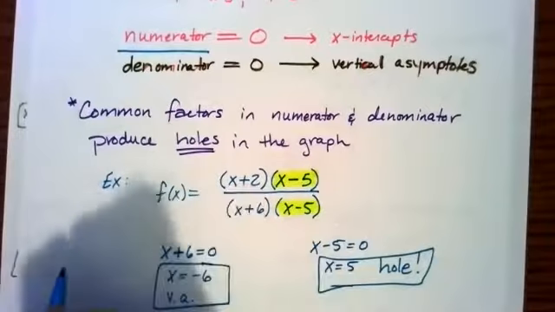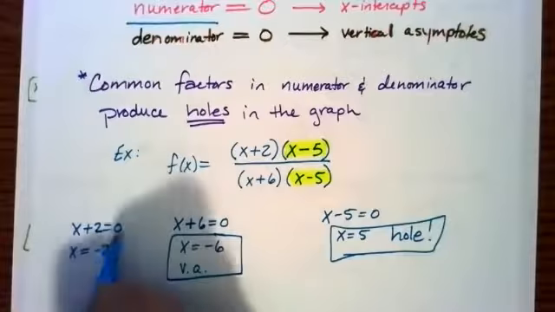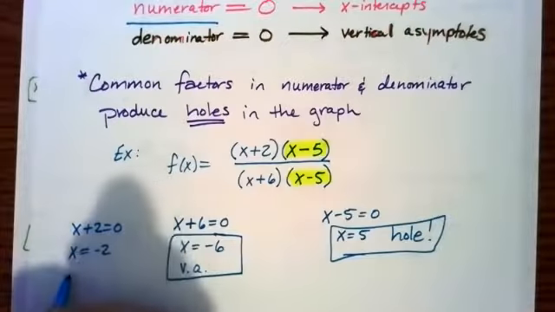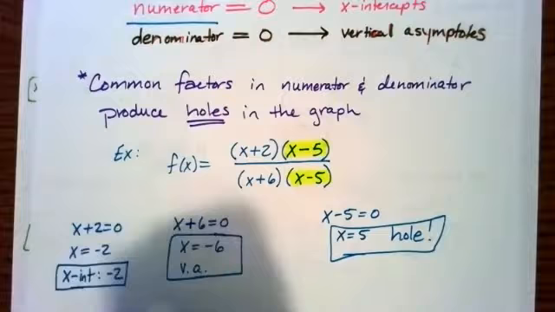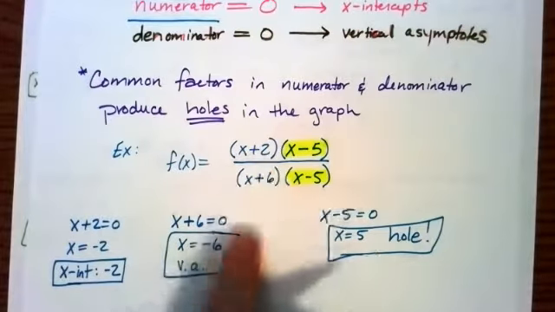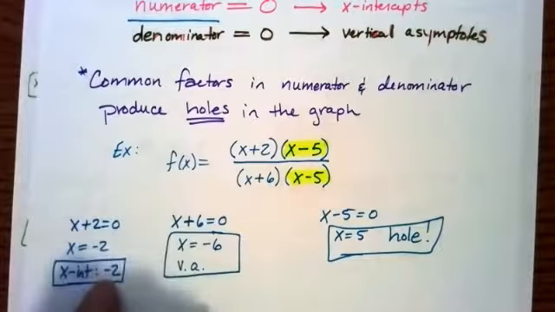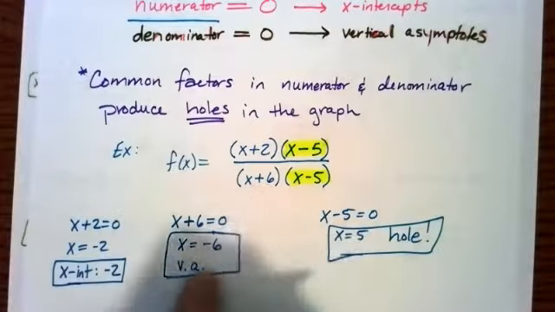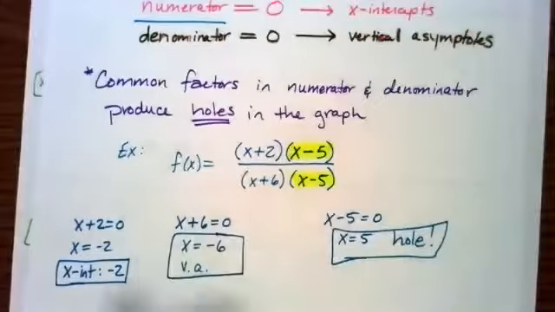If I get it from the numerator, x plus 2 equals 0, so x would be -2. If it came from the numerator, then I have an X-intercept at that point, a point on the graph crossing the x-axis. So it just depends on the location that you got the answer from. If it came from the top, X-intercept. If it came from the bottom, it's a vertical asymptote. And if it comes from both, you got a hole in the graph.